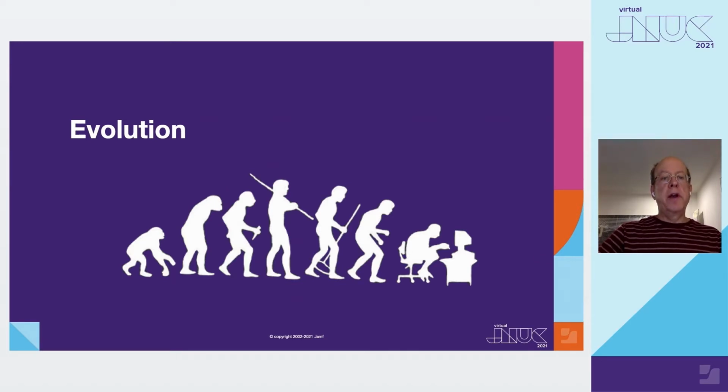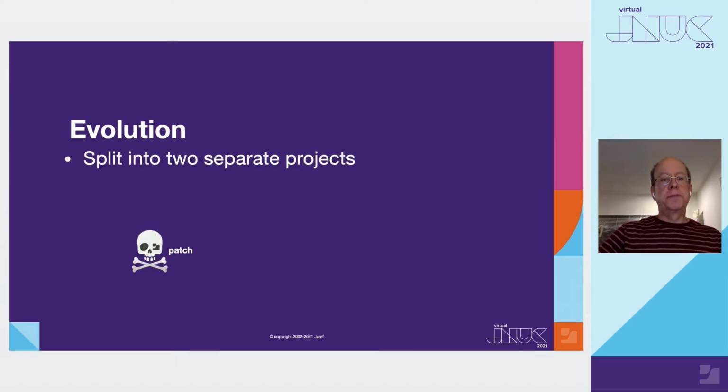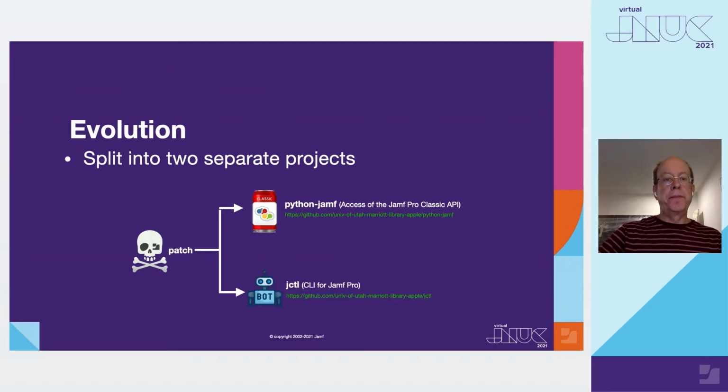Next, I'm going to cover the evolution of the tools. Originally, the patch tool was split into two separate projects. python-jamf is a Python library that connects to a Jamf Pro server using the Jamf Pro Classic API. Jctl is a command line tool that uses python-jamf to perform actions on server objects.